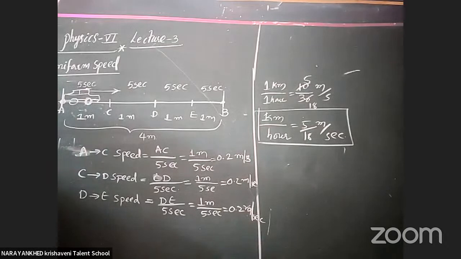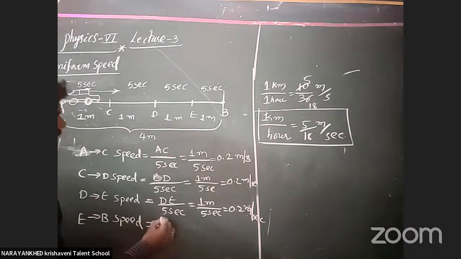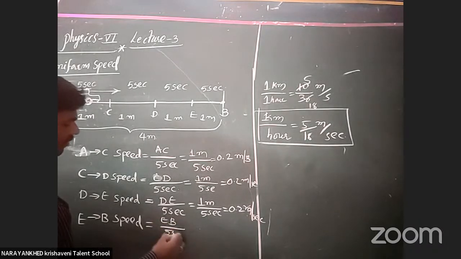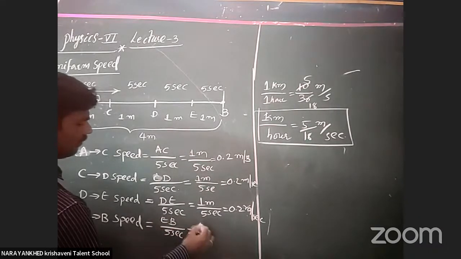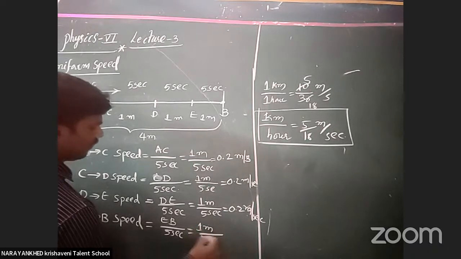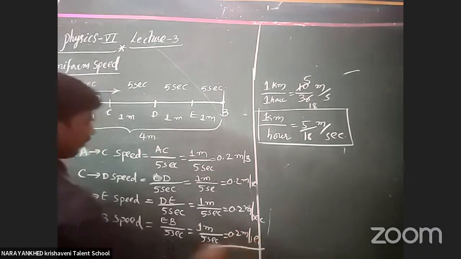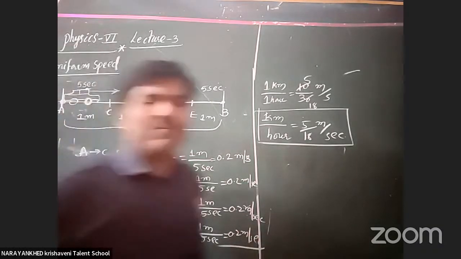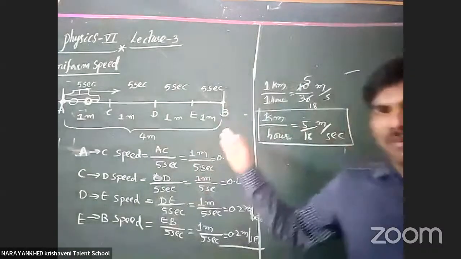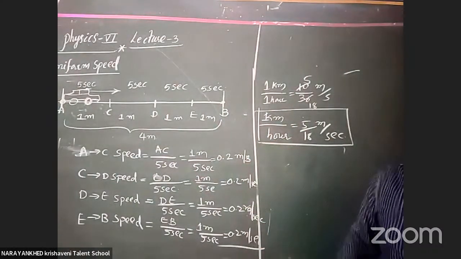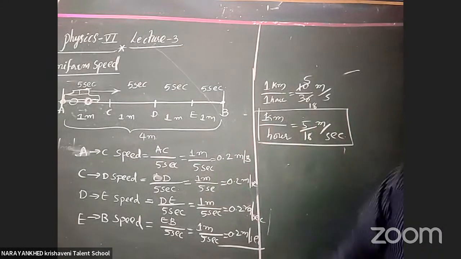Got it? Yes. As well as when you consider E to B, what is the speed? E to B speed is also EB by 5 seconds. EB is equal to 1 meter by 5 seconds. It is equal to 0.2 meters per second only. Like that, every time it will be 0.2 meters per second only. The overall speed will also be the same.